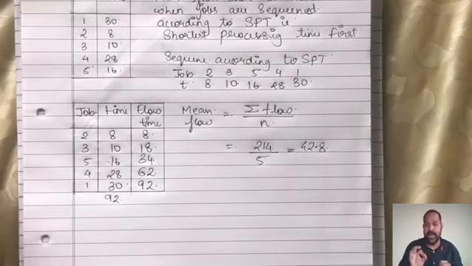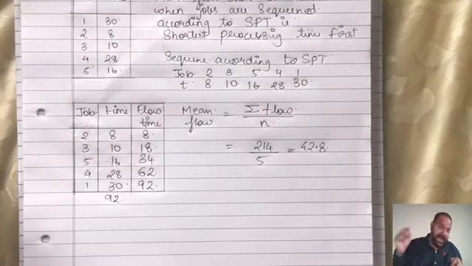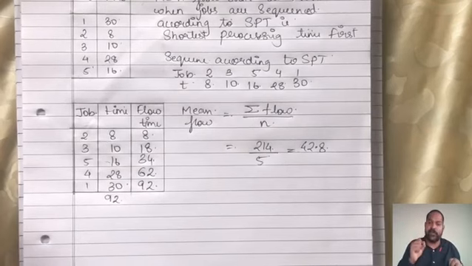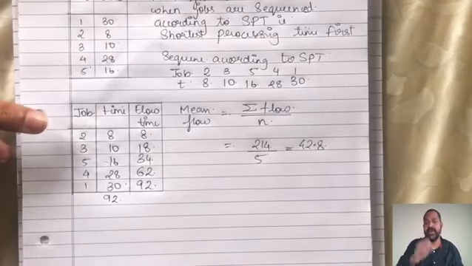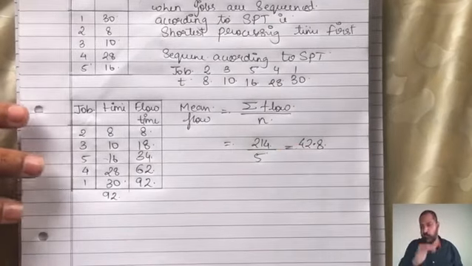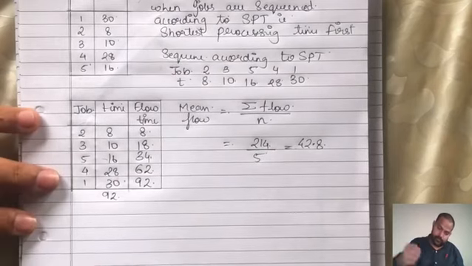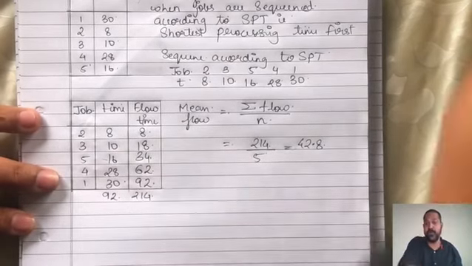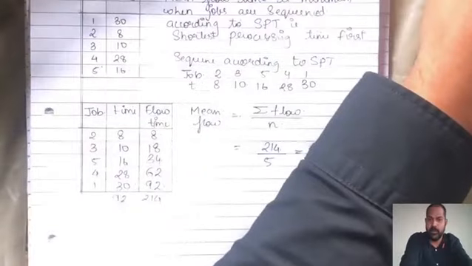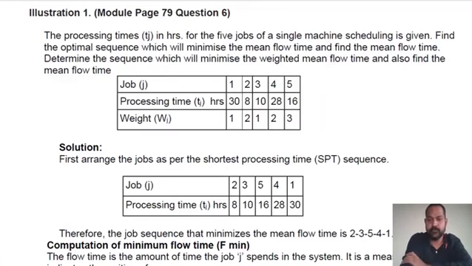I guarantee you that no matter how you sequence it, if you find the flow time and the mean flow, your mean flow will always be greater than 42.8. No other sequencing will reduce the mean flow time below 42.8, and I've shown it to you. This is the end of the first part of the question. Let's look at the solution in the material. Do they have the same solution?